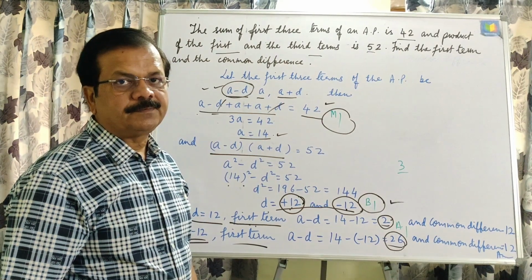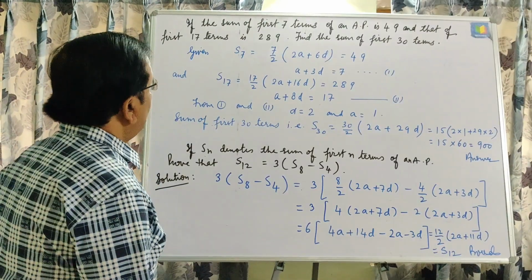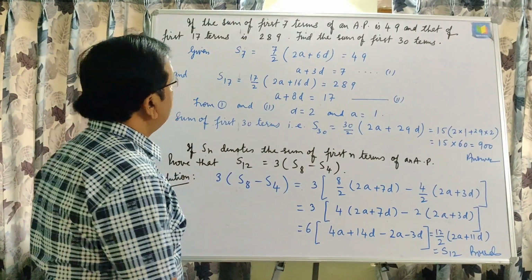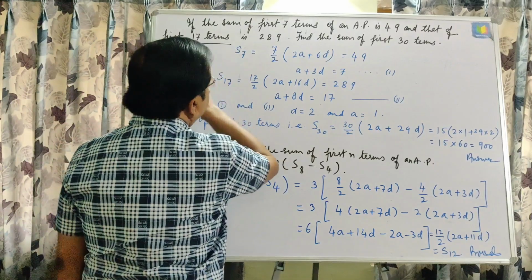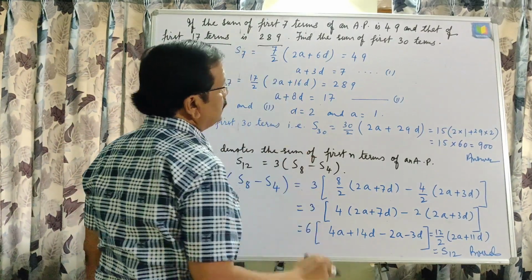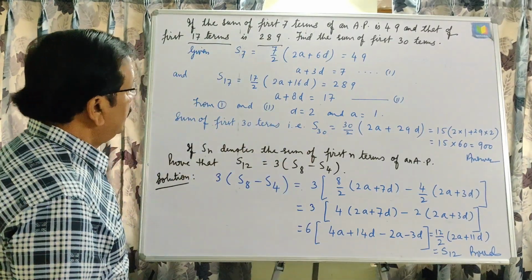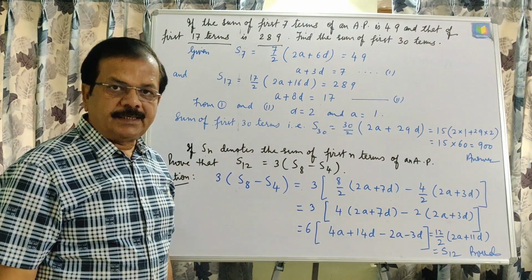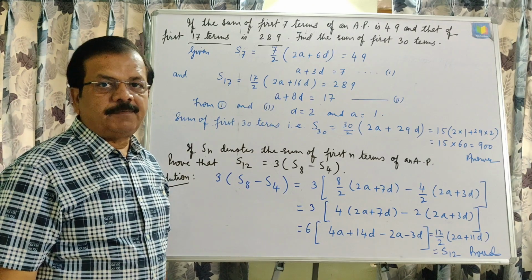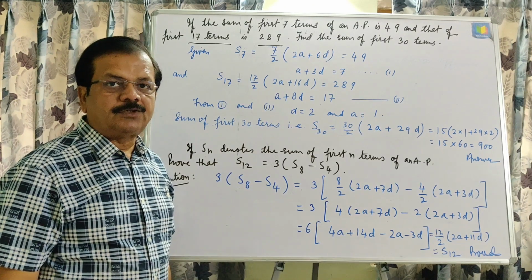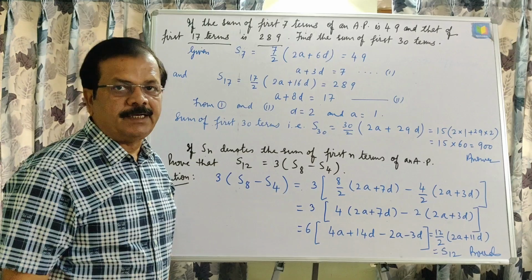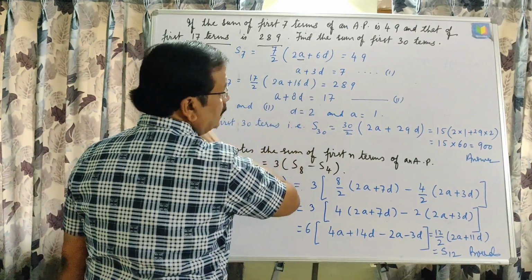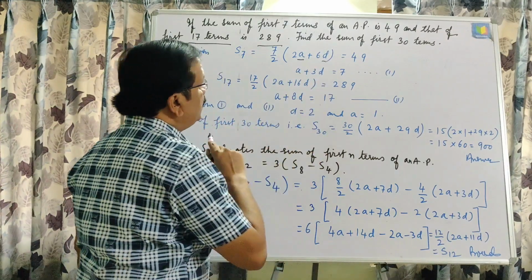Now next question. If the sum of first 7 terms of an AP is 49 and that of first 17 terms is 289, find the sum of first 30 terms. We know the formula of summation of AP, that is n by 2 within bracket 2a plus n minus 1 into d, where a is the first term and d is the common difference. Here also we can assume a is the first term and d is the common difference.